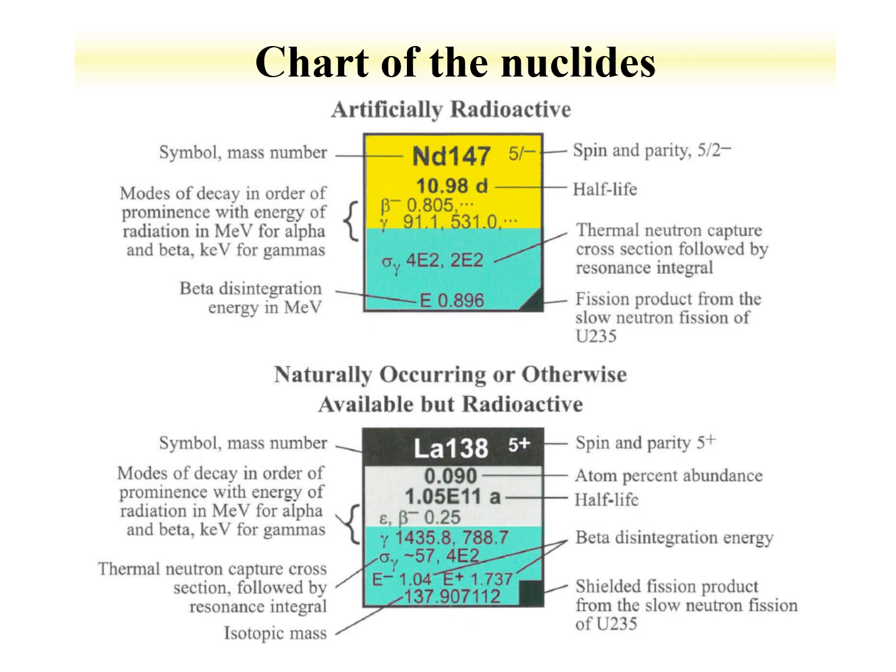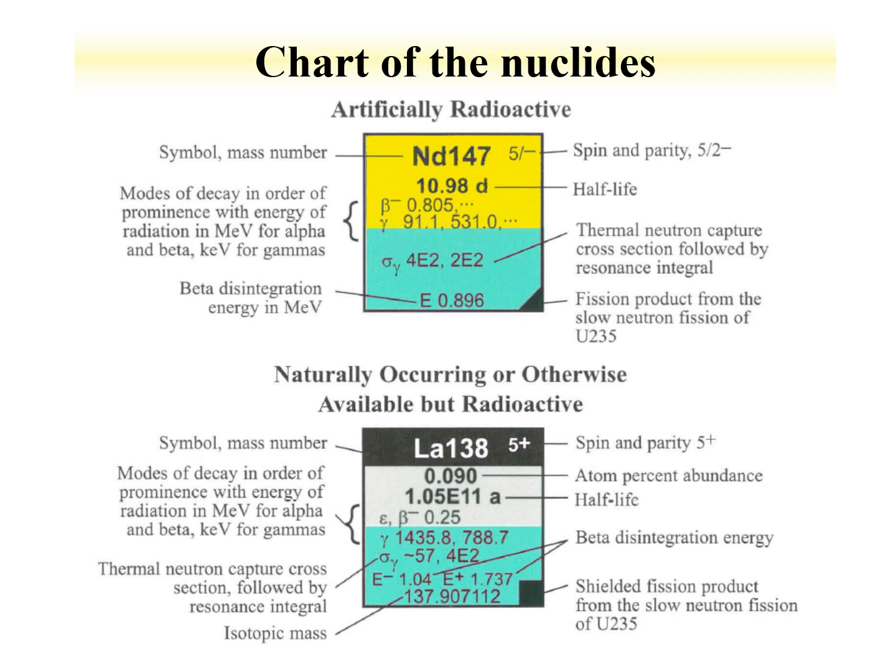Moving on to the radioactive isotopes. Their mass and symbol are shown here. It's non-gray. The color has to do with the half-life of the isotope, which can be seen in the legend. Spin and parity, again 5/2 minus. The half-life is 10.98 days. The modes of decay are followed by their energy, with MeV for alpha and beta, keV for gammas.